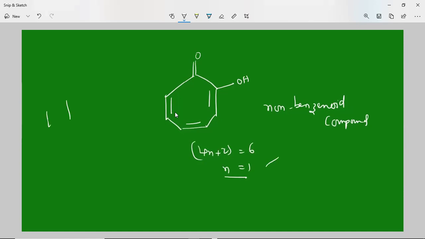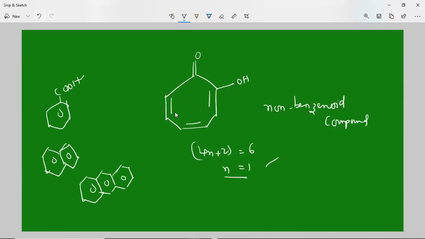Benzoic acid is an aromatic carboxylic acid, with COOH and a benzene ring. Naphthalene has 2 benzene rings in its structure. There are 3 benzene rings in anthracene, fused together. This is naphthalene, this is benzoic acid. All have benzene rings, whereas this tropolone has no benzene ring, but it is aromatic.